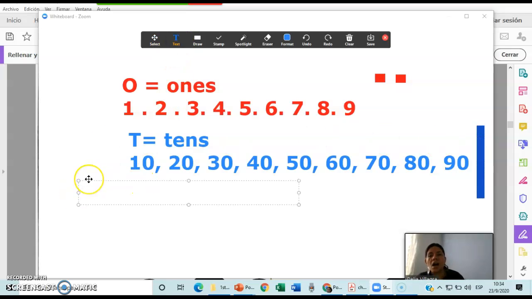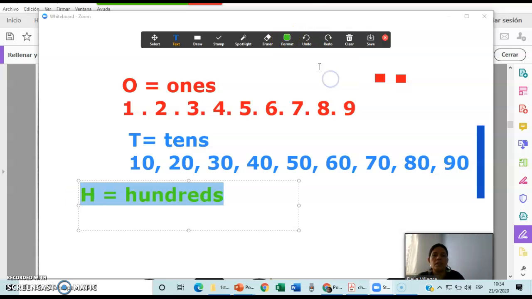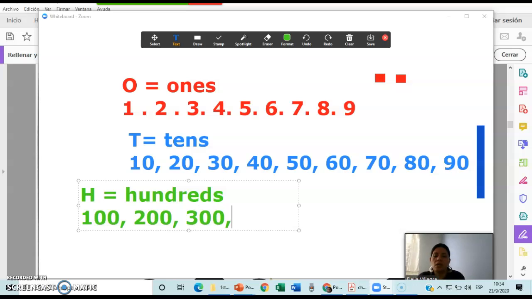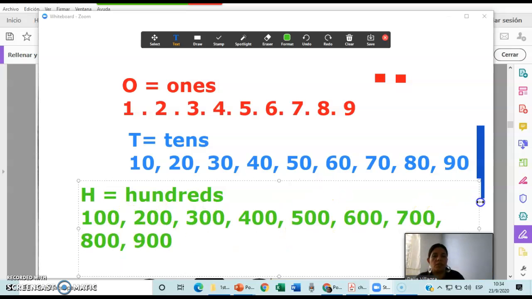And then we have the 100 with an H. Hundreds. So do you know what is the hundred? Hundred we represent with green. We use green and we start counting 100, 200, 300, 400, 500, 600, 700, 800, 900, and then we're finished with that with 1000, but then we start jumping to thousands instead of hundreds.